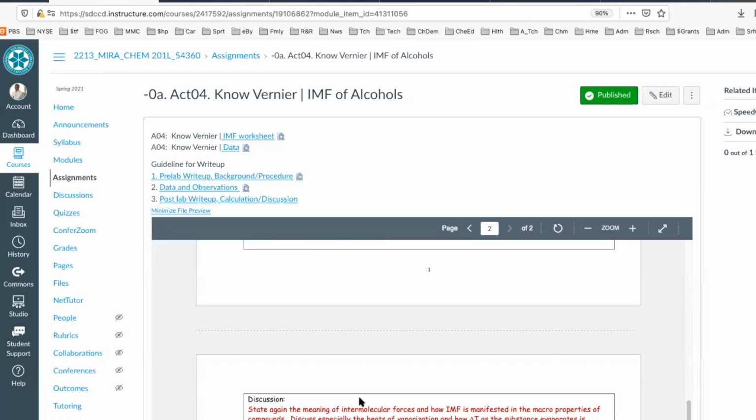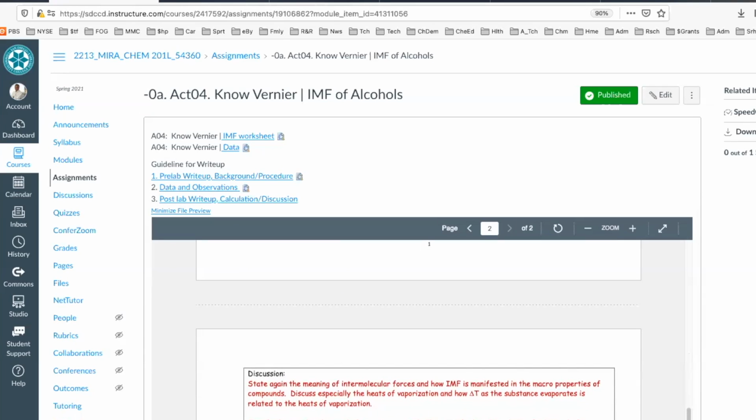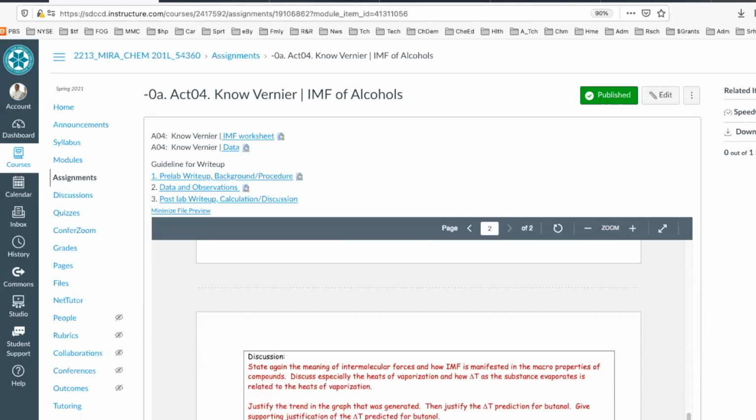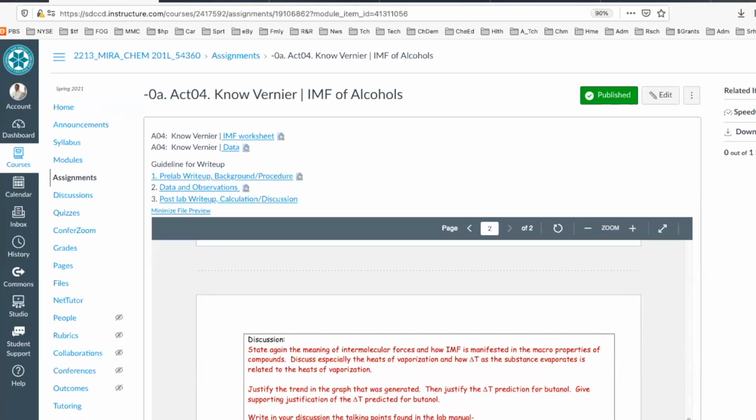Okay, and then here are your talking points in your discussion. These are the talking points, and then these are also talking points as related in the lab manual. So you want to make sure that you discuss each and every point here so that you're coherent.